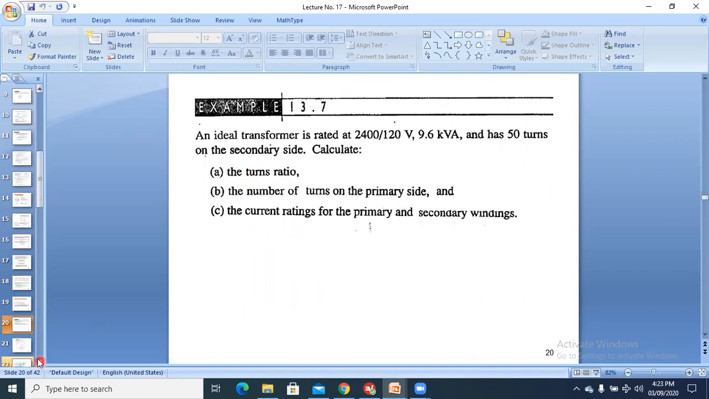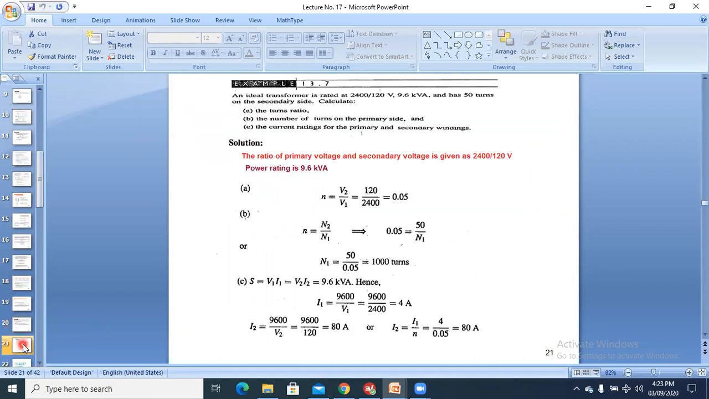That's very simple. We know that the turn ratio is equal to V2 by V1, so 120 by 2400 is the turn ratio, which is 0.05. We take N2 equal to 50, and the value of N1 is equal to 1000 turns. So we have the turn ratio of 0.05 and 50 turns on the secondary side, which gives 1000 turns on the primary side.